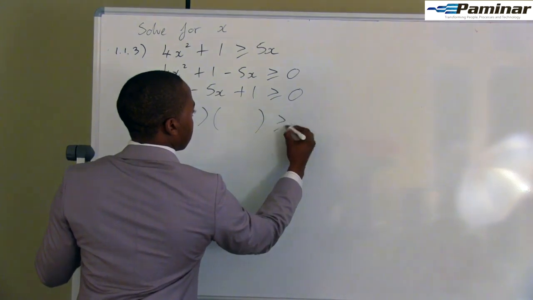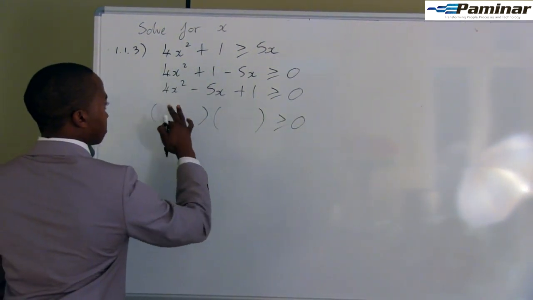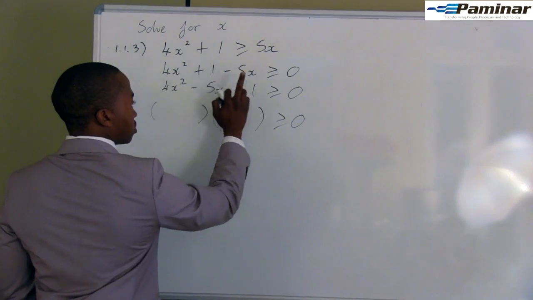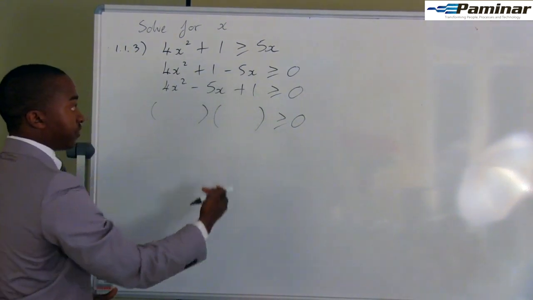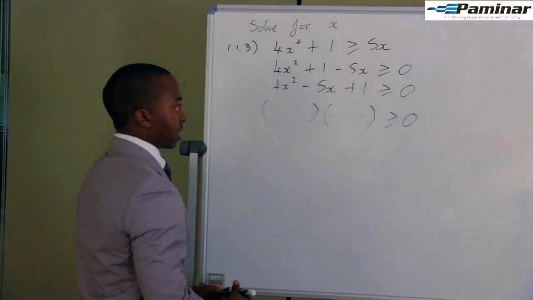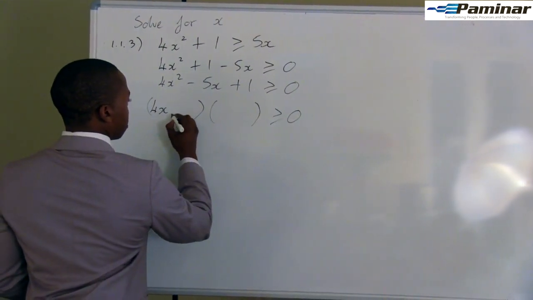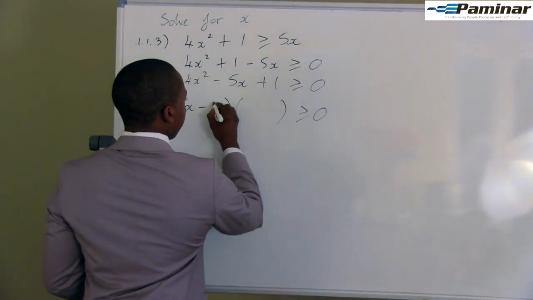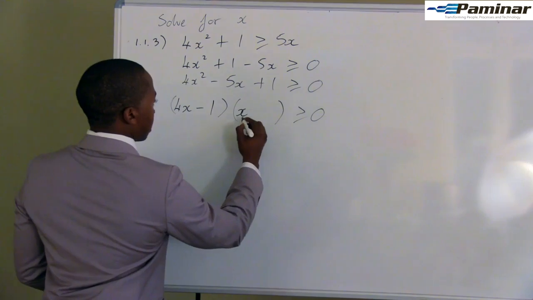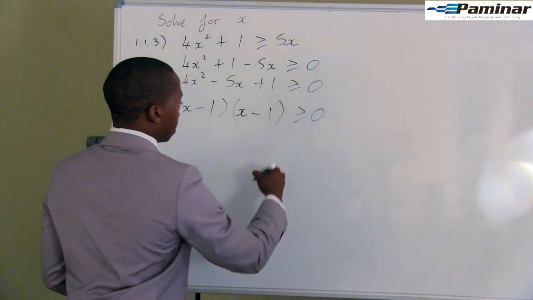Then we'll have your two brackets. Looking at this, through intuition, I'm trying to find the two numbers which multiply to give 4, but at the same time add up to give negative 5. All in all, we'll boil down to this factorisation. It should be 4x minus 1, and I'd say the other bracket should be x minus 1 as well.